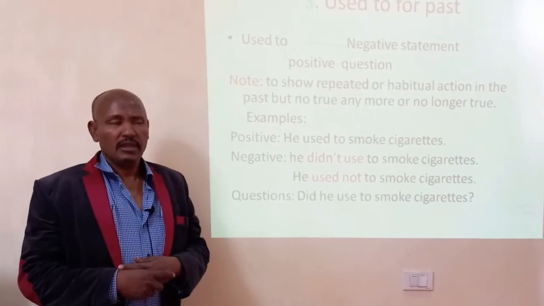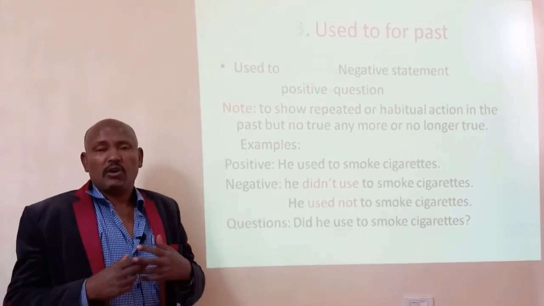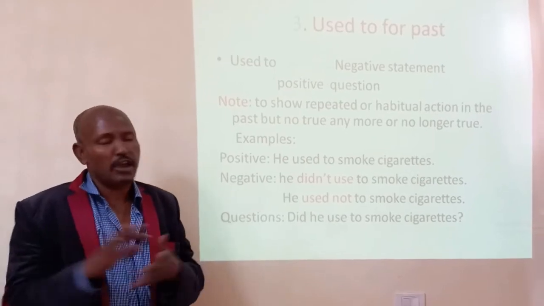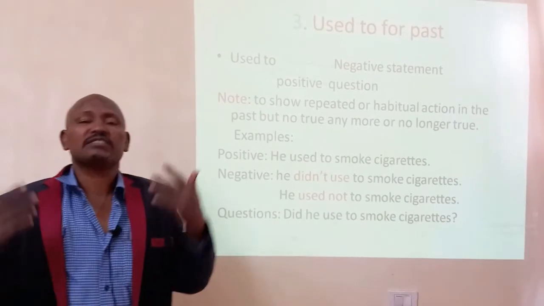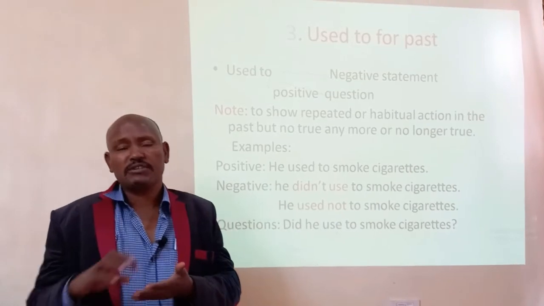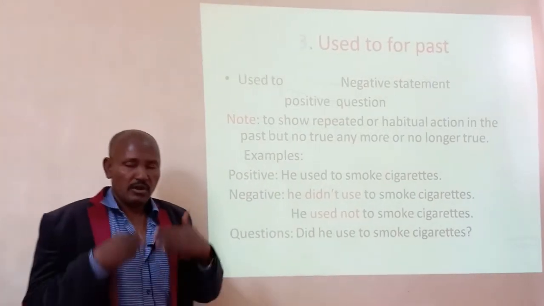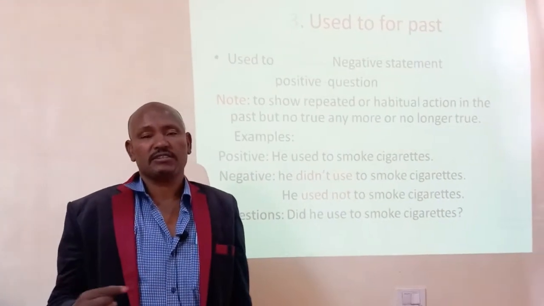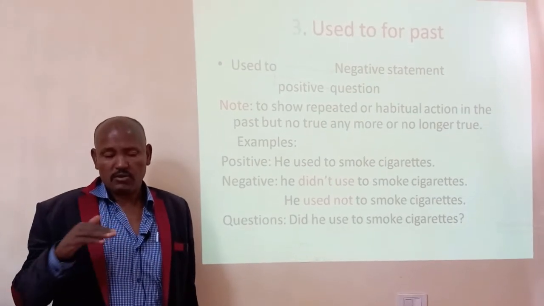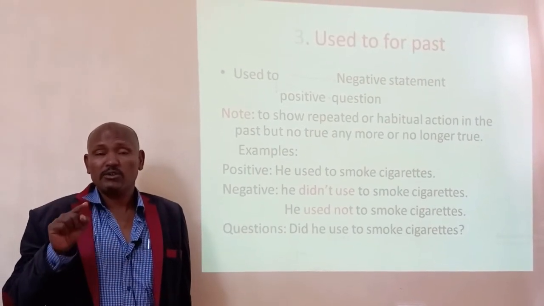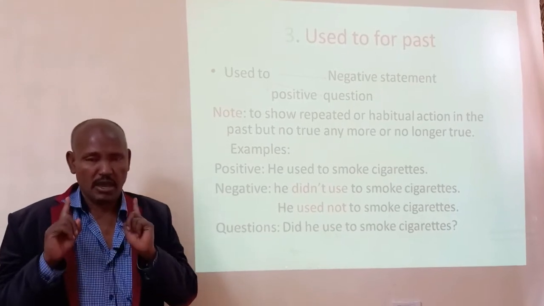What does this mean? He used to smoke cigarettes means he smoked maybe a packet of cigarettes or two packets of cigarettes in a day, but not true anymore. Convert it: he smoked cigarettes but no longer true. It is a habitual action in the past, so we had better use used to. It is different from was and were and the word did.